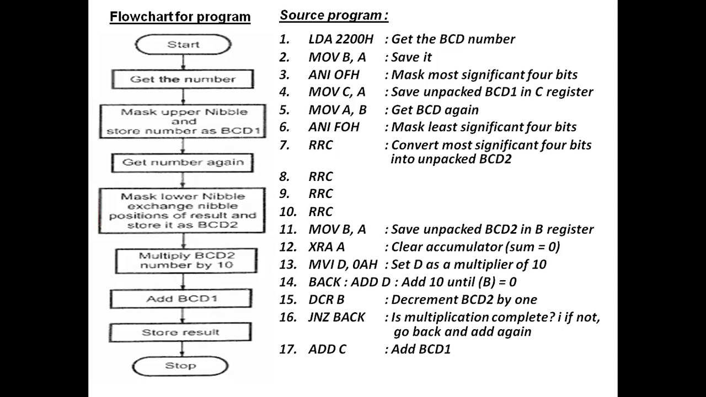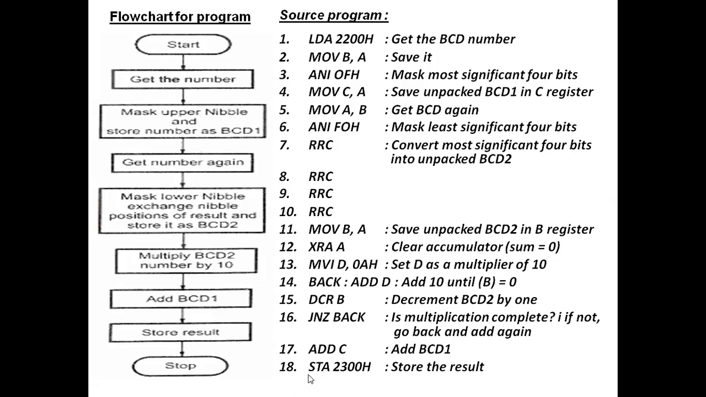Now the next step says that whatever value you have got, add it with the BCD1. So add C. BCD1 is available in C register. So C will be added with the content of accumulator, which is actually BCD2 multiplied by 10. It is stored in the accumulator, because we are doing successive addition here: add D, add D, add D. So D is added with the accumulator 7 times. So 70 is available in accumulator and 2 is available in C register. So we are going to add 2 with 70. And so we are getting the result in the accumulator.